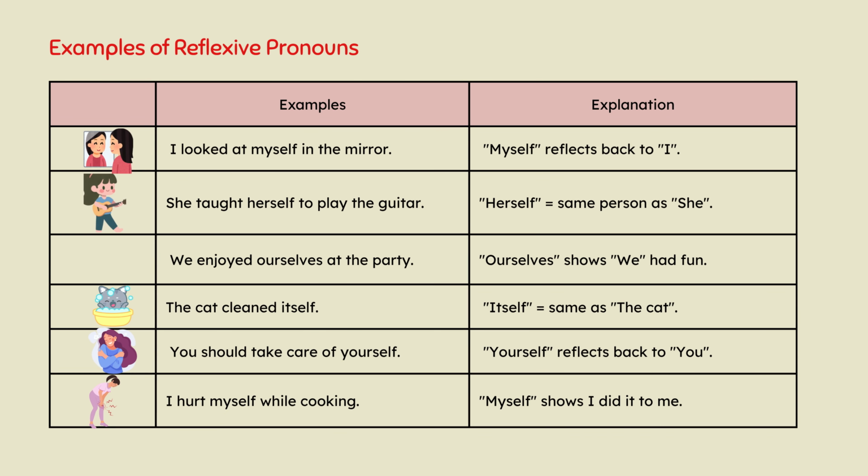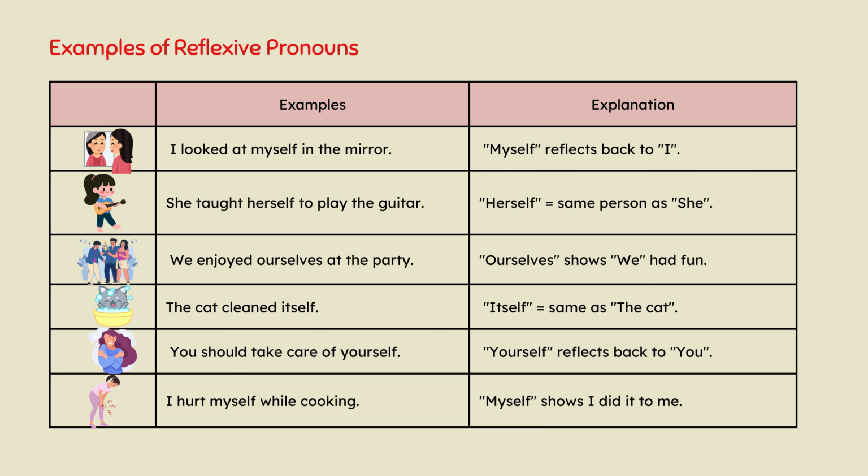Let's look at some examples of reflexive pronouns in real sentences. I looked at myself in the mirror. The word myself refers back to I. I did the action, and it came back to me. She taught herself to play the guitar. Here, herself reflects back to she. She was both the teacher and the learner.